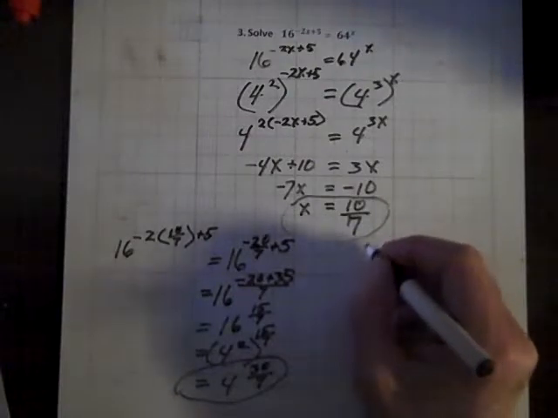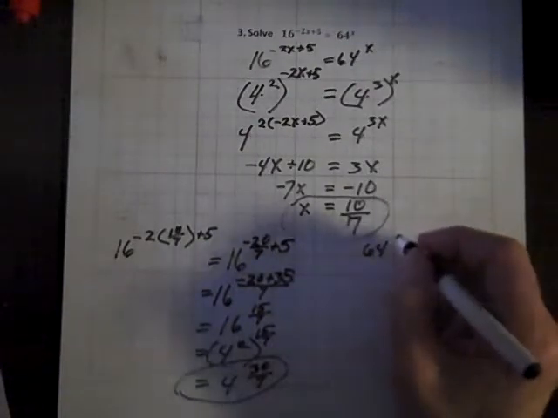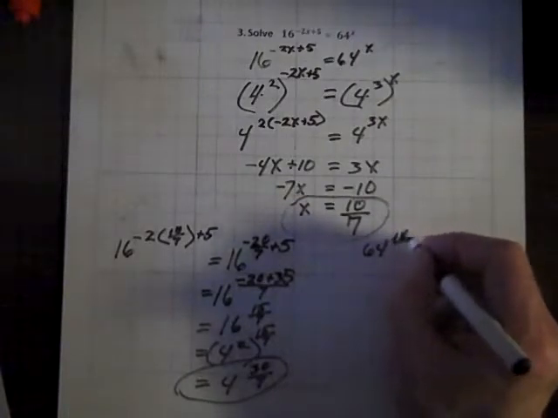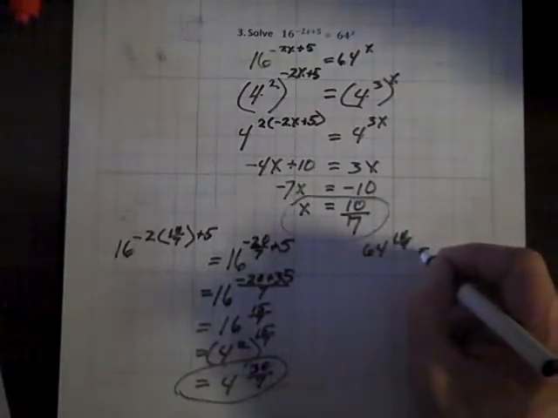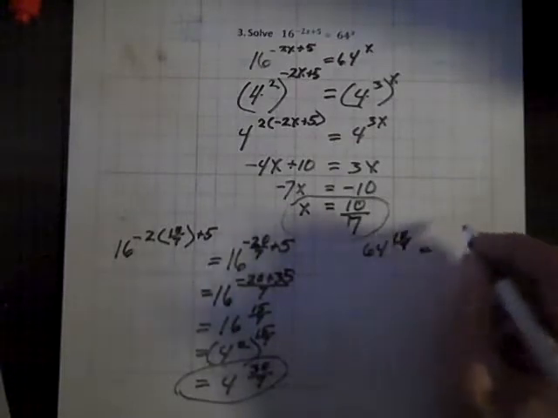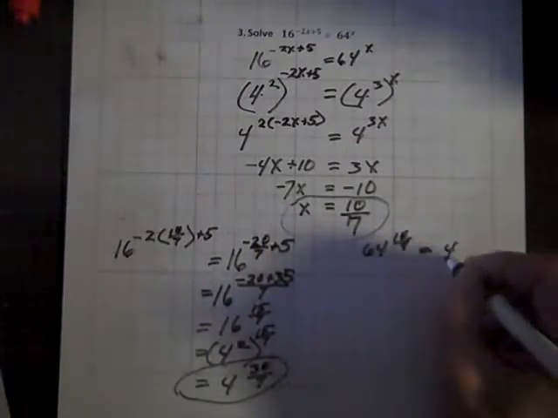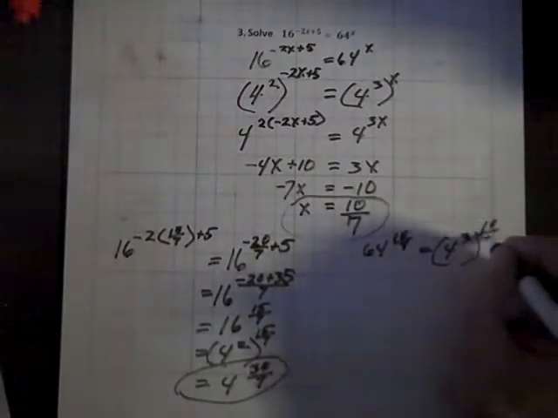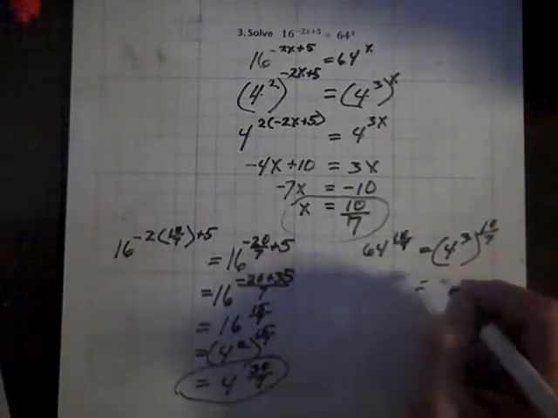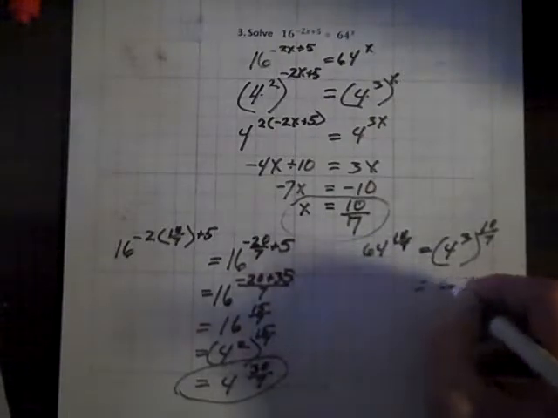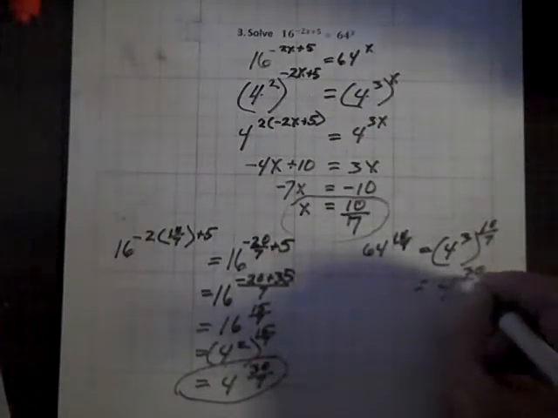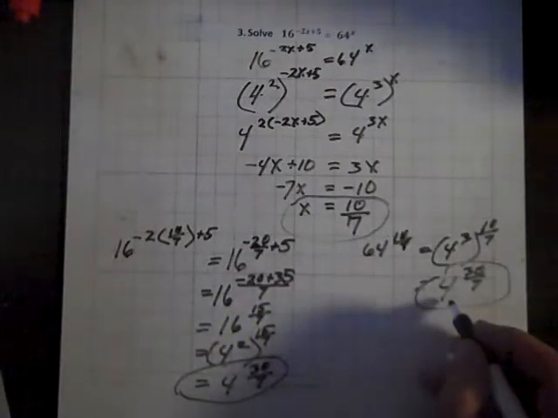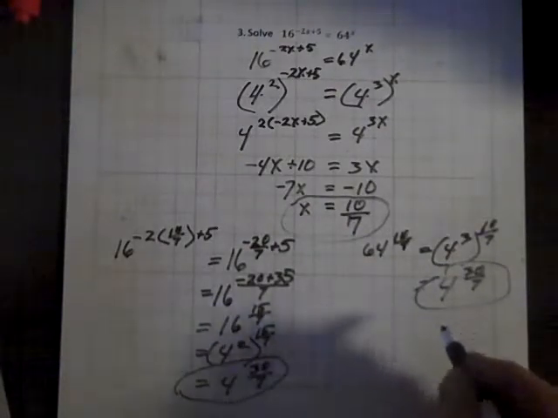Now let's look at 64 to the 10 over 7. X is 10 over 7. And that equals 4 cubed to the 10 over 7, which equals, multiplying 3 times 10, we get 30 over 7. And look, we've got a match. We've checked our work and done it right.